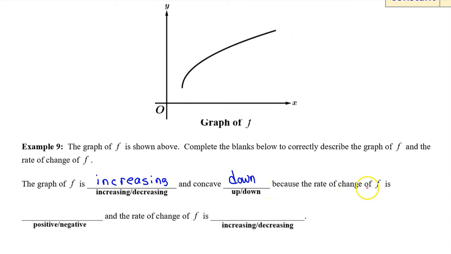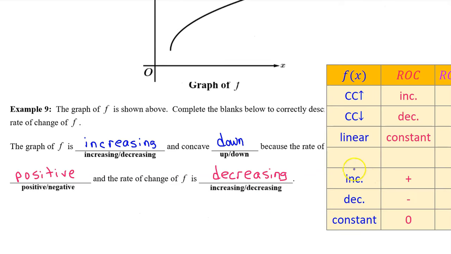Because the rate of change of f is what and what? Well, we have learned that if f is increasing, then the rate of change is positive. And we have learned that if f is concave down, then the rate of change is decreasing. But here it is on the chart just in case you need it. If f is increasing, then the rate of change is positive. If f is concave down, then the rate of change is decreasing.